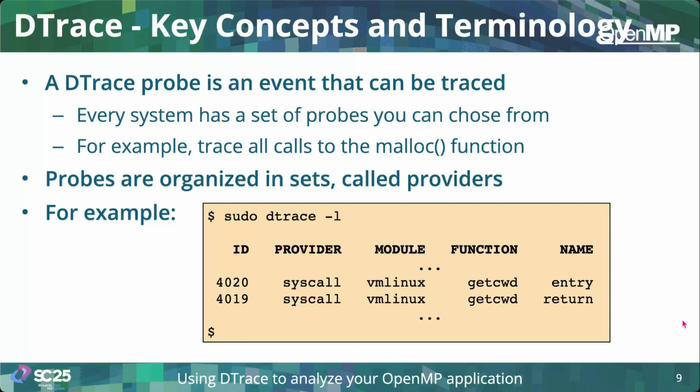The module where they live in is VM Linux, and the function here is called getCWD, get current working directory. And we see on the name, we see entry and return. What does that mean? That means I can have a probe that will start working when I enter the function and when I'm about to leave the function. So you can look at the start and the finish, and that's a very useful thing. And that will come back again and again in the example.